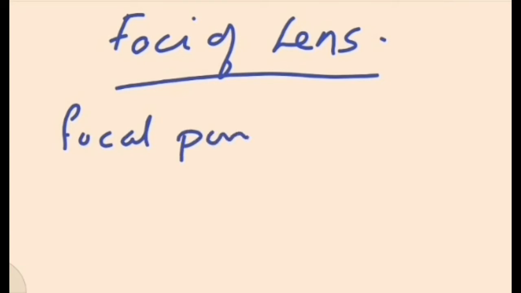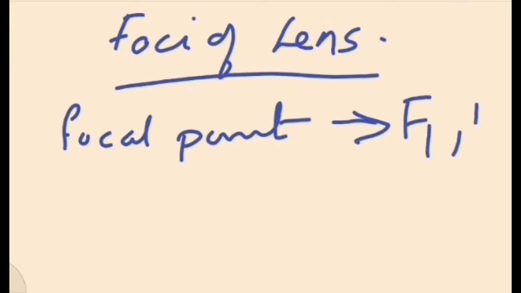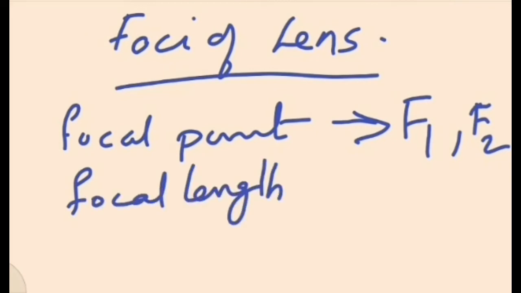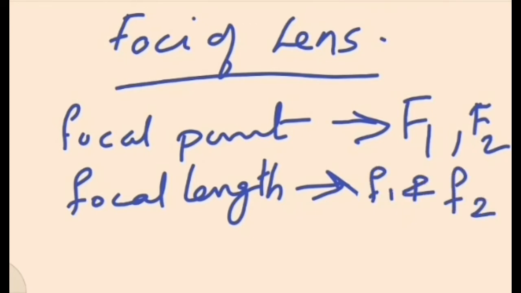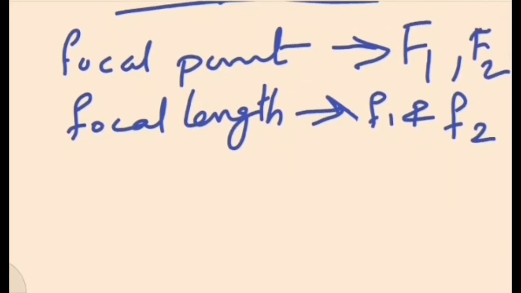Focal point is represented using capital F, so we have two focal points, F1 and F2, and the focal length is represented using small letters, small f1 and f2. In both cases, that is convex lens and concave lens, we have seen that this F1 and F2 are on both sides of the lens.